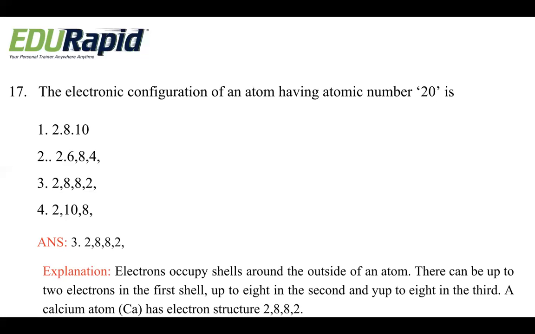They occupy the shells around the outside of an atom. There can be up to 2 electrons in the first shell, up to 8 in the second one, and up to 8 in the third one. That is, a calcium atom has the electronic configuration 2, 8, 8, 2.